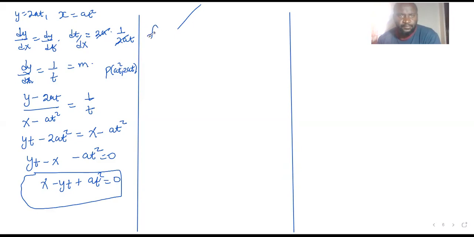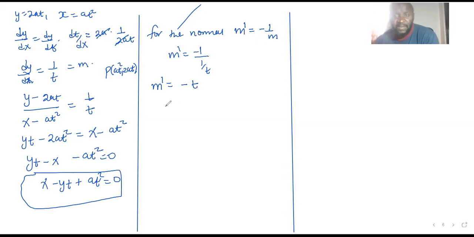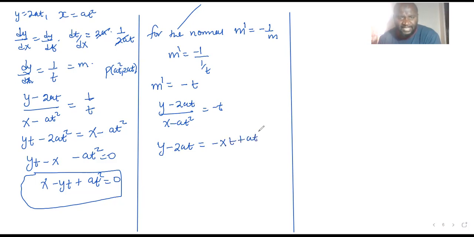For the normal, it has a gradient m prime, where m prime is negative 1 over m. So the gradient of the normal will be negative 1 over 1 over t. So the gradient of the normal is actually negative t. So at the same point, you can find the normal, which is y minus 2at over x minus at squared is equal to negative t. Y minus 2at is equal to negative xt plus at cubed.